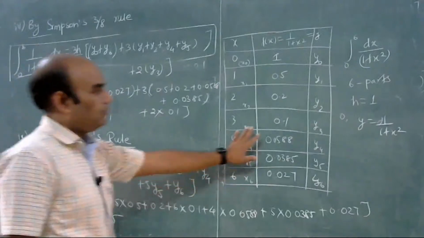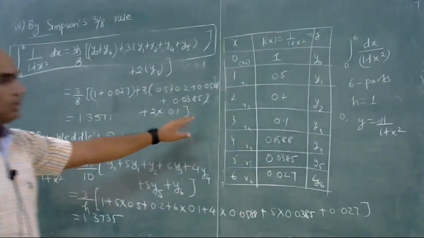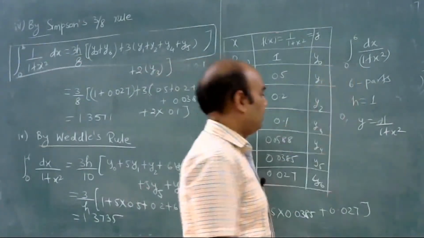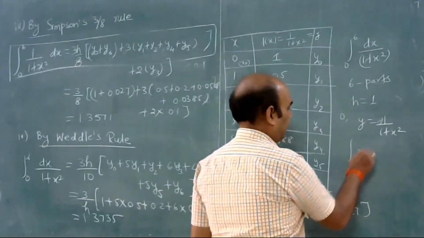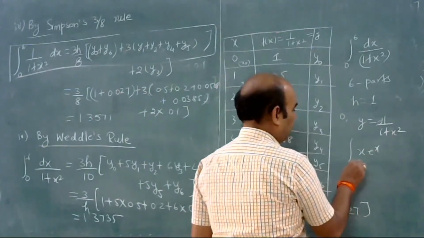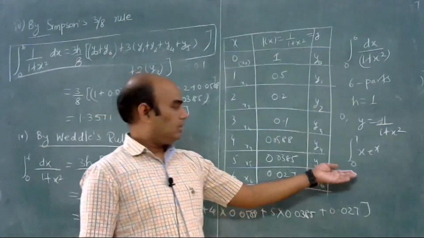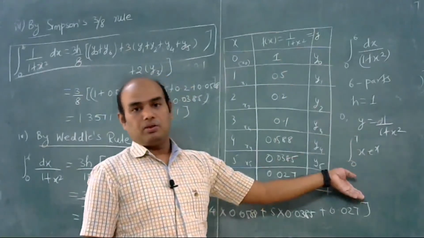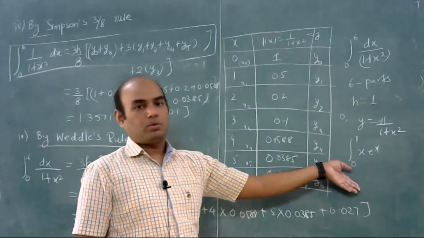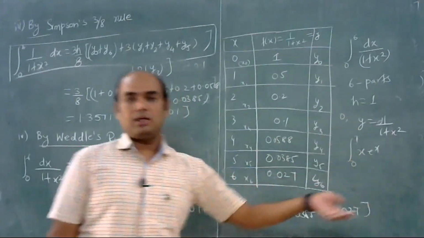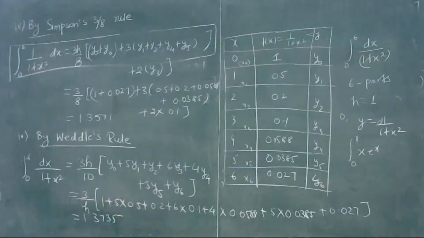This method is very simple. Every time the formula will be given. Suppose we have to find the integral of x into e to the power x from 0 to 7. It is clear, from 0 to 7 you take 7 parts. If it is from 0 to 5, you take 5 parts.